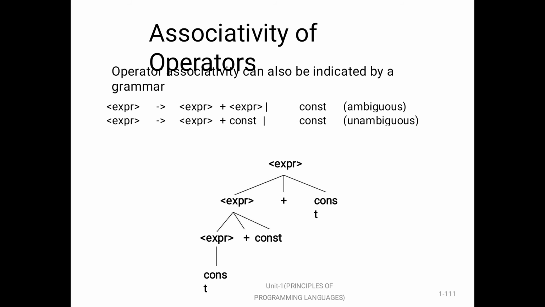For example, the requirement that a variable be declared before it can be used is impossible to express in a grammar. Information about variable and expression types could be included in a grammar, but only at a cost of great complexity. So in this grammar, we have expression plus expression, and then you can use either constant; that is ambiguous. If you use expression and expression plus constant, then it is unambiguous.